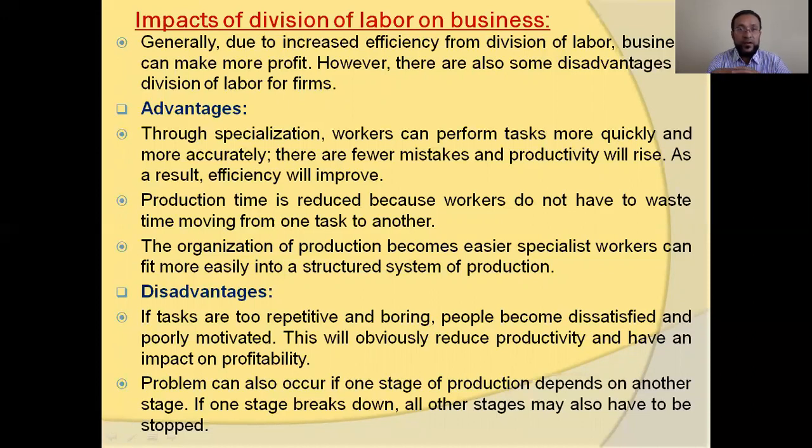That means if division of labor is applied, then productivity of the firms will increase. Since workers are skilled and experts, they can do it very fast and without making mistakes. So productivity and the profit of the business will also increase. And production time is reduced because workers do not have to waste time moving from one task to another. Since one worker is doing one task, he can do the same task from his own place. He need not change his place for doing this work and that work. So production time can be reduced.